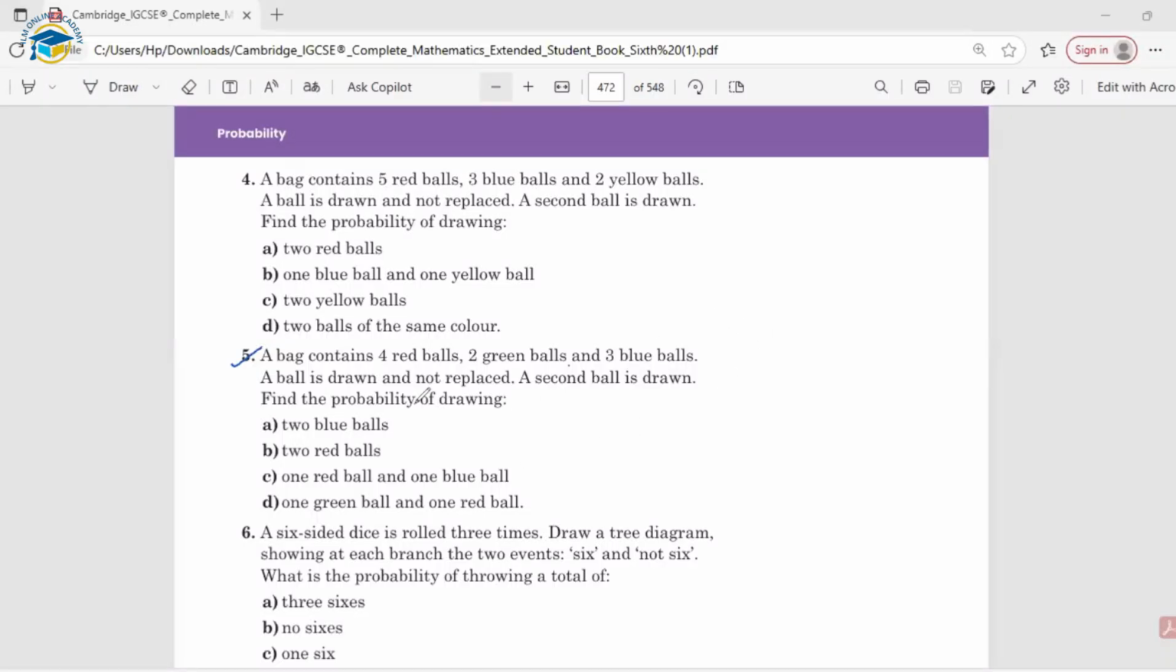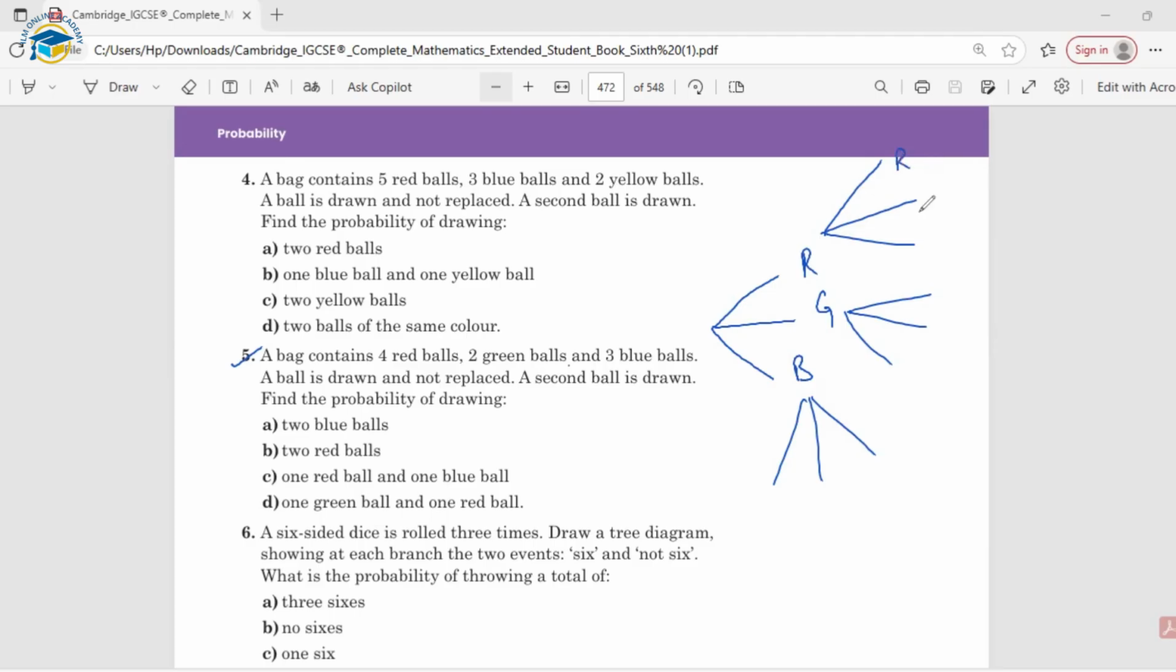So for drawing the tree diagram, we have red, blue, and green. Red, green, blue. Green, blue. Red, green, blue. Red, green, and blue here as well. Okay, just try to draw the tree diagram a bit wider so that you can easily write down your possibilities. Red, green, blue, red, green, then the blue one. Okay, so above this, we will be writing the possibilities whatsoever we are going to have.